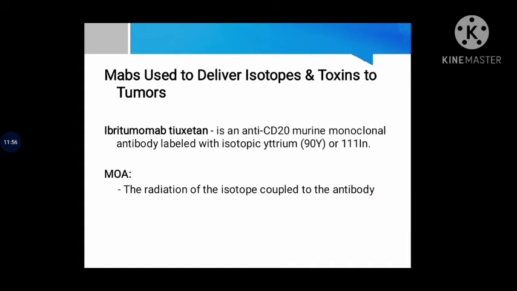So, the next type of monoclonal antibodies is MABs used to deliver isotopes and toxins to tumors. So the drug that belongs to this type is ibritumomab tiuxetan.